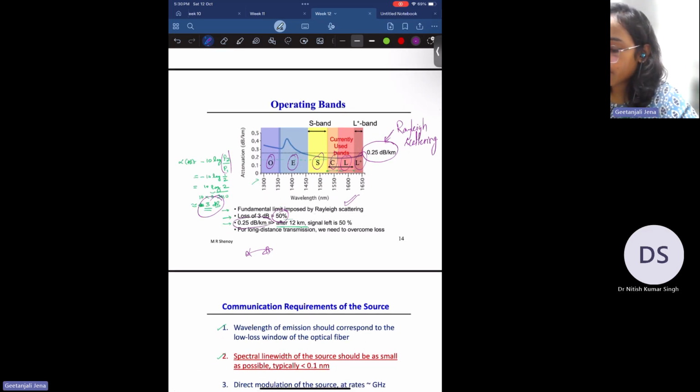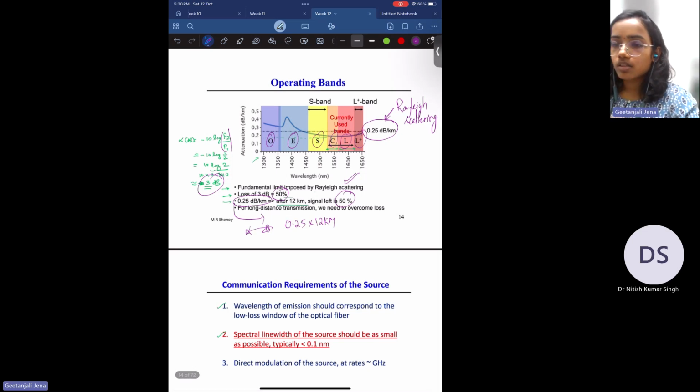If the optical fiber link has losses around 0.25 dB per kilometer, and you multiply 0.25 by 12 kilometers, the power that you will receive at the output end will be 15%. But when you want long distance communication, from one state to another or one country to another, we need to overcome these losses. For that we use different devices, such as dispersion compensators and EDFA, so that we can retrieve the signal in different regions.